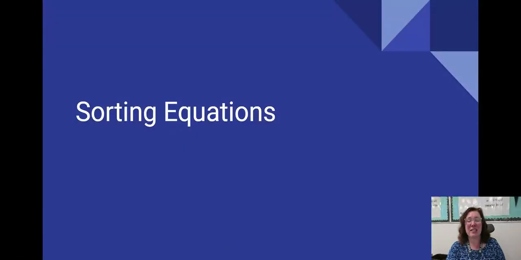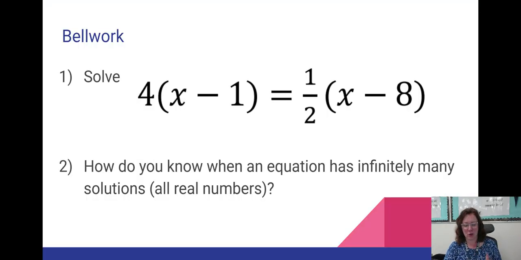Hi, today we're practicing more multi-step equations: one solution, no solution, or infinitely many solutions. And it's called sorting equations because of an activity we're doing later. So our bell work starts with solving an equation.